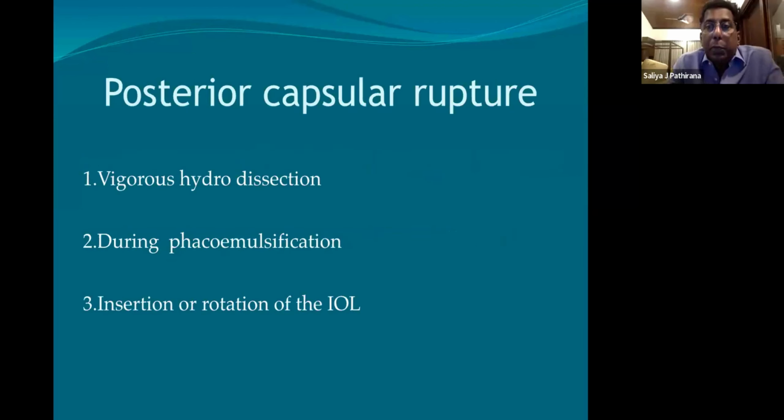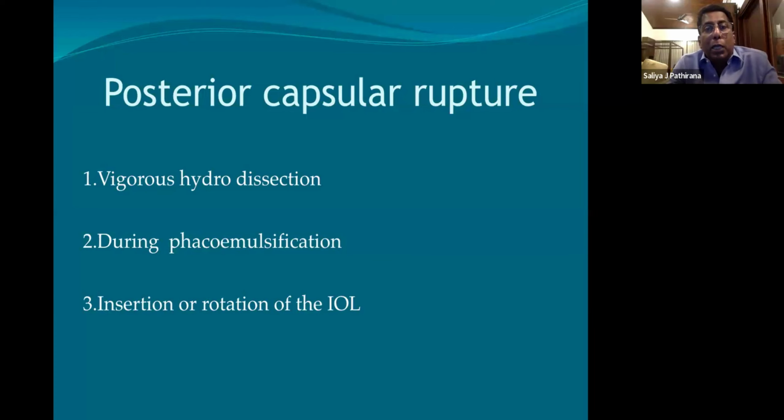Now, posterior capsular rupture can take place due to different reasons. Number one, at the beginning itself, due to vigorous hydrodissection. This happens especially if you have a small capsulorhexis and you push the fluid fast, it can rupture the posterior capsule during the hydrodissection itself. Then, of course, you will notice that the nucleus is sinking. Of course, during the phacoemulsification itself, there can be a capsular rupture. Then the third is, even an experienced surgeon who does the phacoemulsification properly can have a ruptured capsule at the time of insertion or rotation of the IOL.